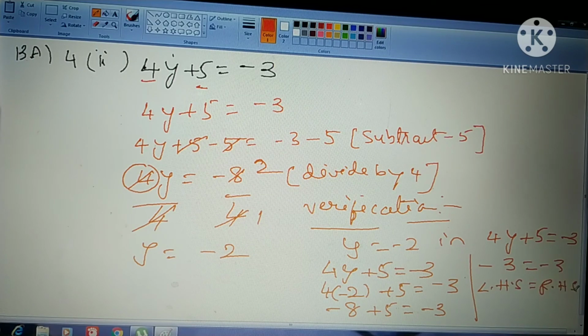Understood? This is the way you have to do. First you have to eliminate the constant terms. After that, you have to find out the value of the variable. After finding this one, we have to verify this one. Again, replacing the variable value in the given equation.